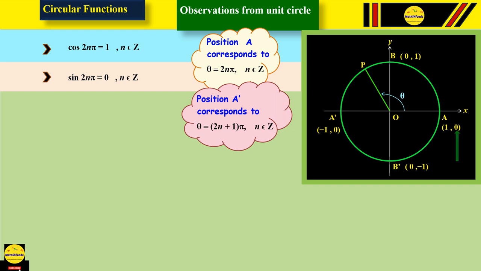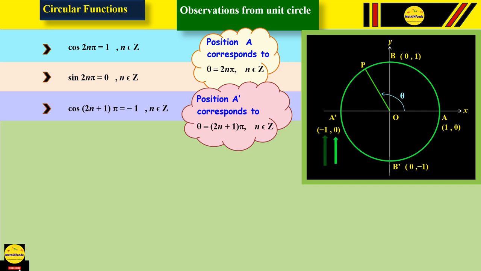Now look at the position A dash. At position A dash, angle is odd multiple of pi. This we have already learned. And here I observe that x coordinate is -1. What does x coordinate refer to? Cos of theta. And what is theta? 2n plus 1 into pi. So that -1 is nothing but cos theta, means it is nothing but cos of 2n plus 1 into pi, or I can say cos of odd multiple of pi. So we observe from here cos of odd multiple of pi is -1.